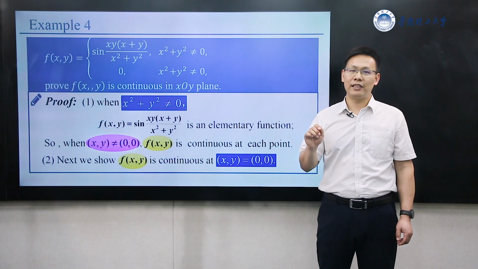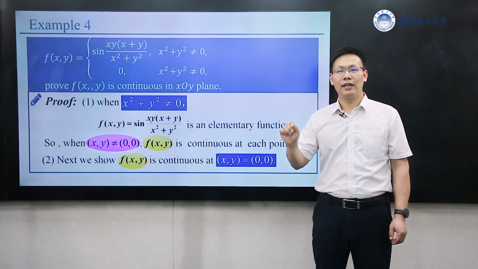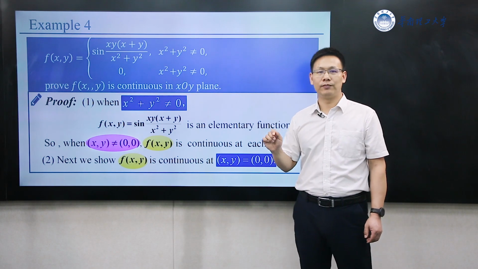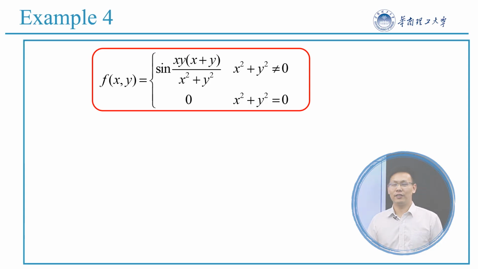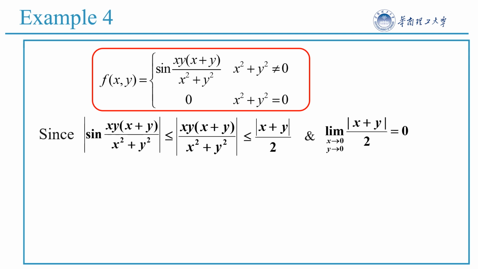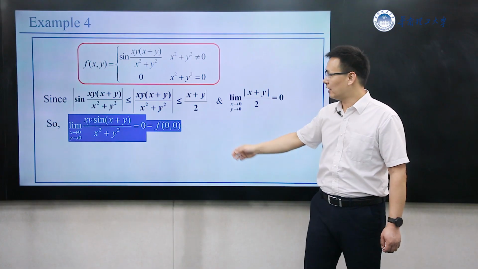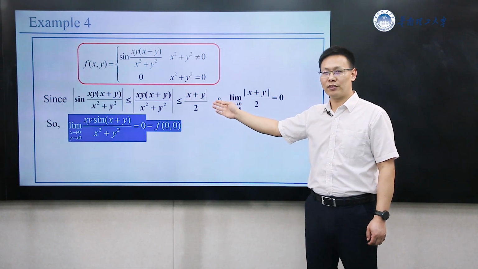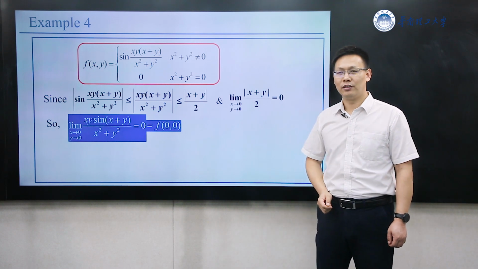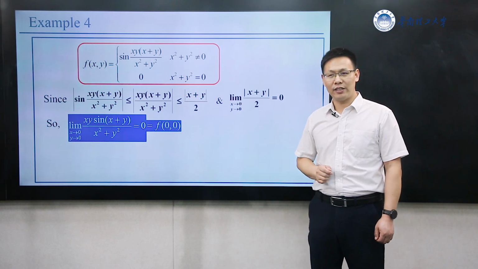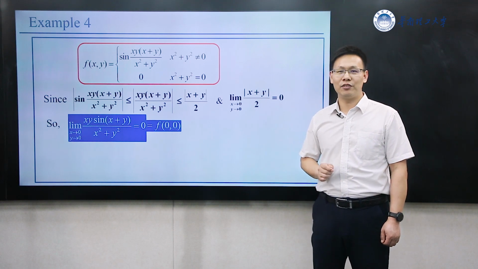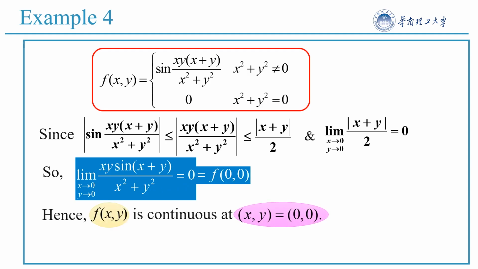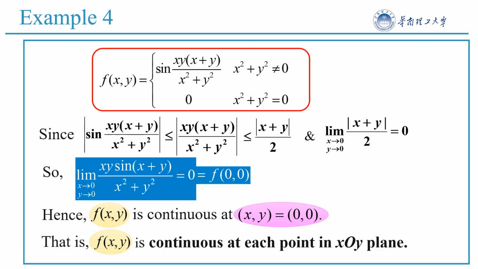Next, we show that f(x,y) is continuous at the origin (0,0). Since the function sin u is bounded, we have the following inequalities. Note that the right term converges to 0 as (x,y) approaches (0,0). So the limit of f is 0 and is equal to f(0,0). So f is continuous at the origin. Thus, f(x,y) is continuous at each point in the XOY plane.